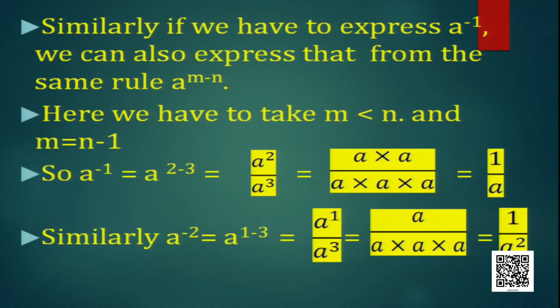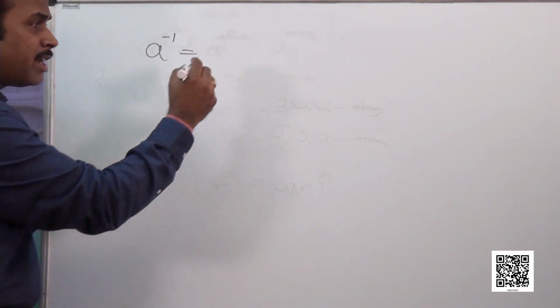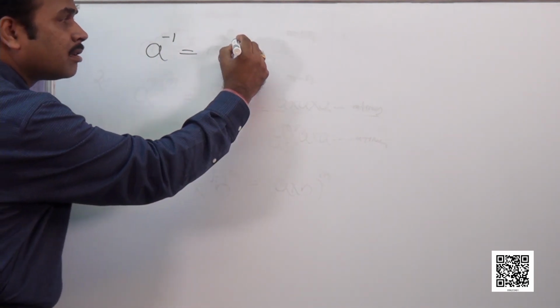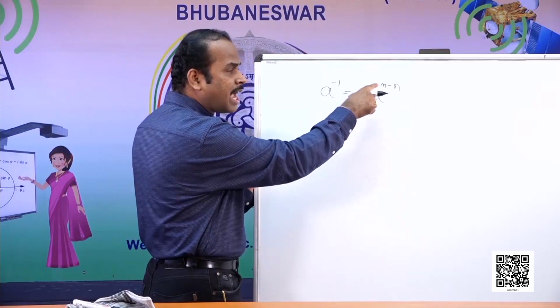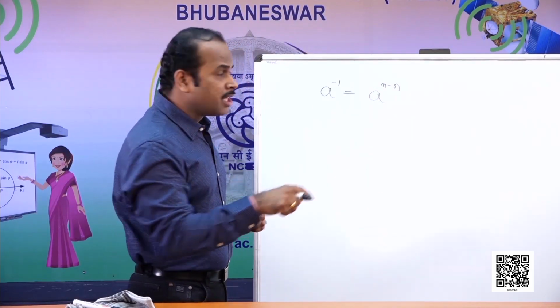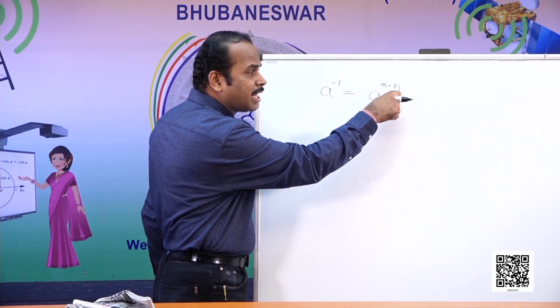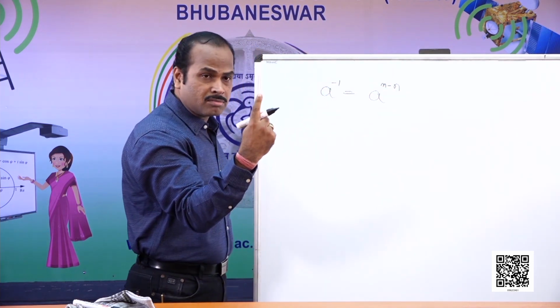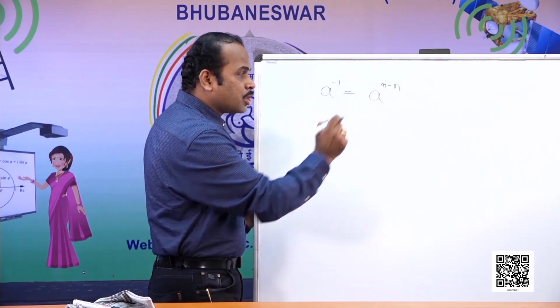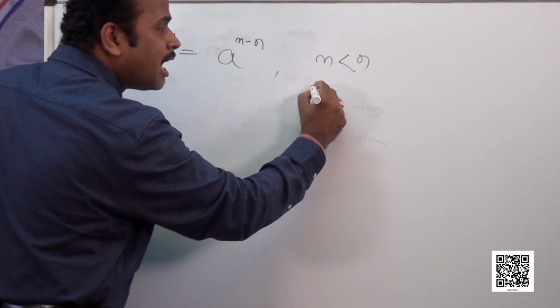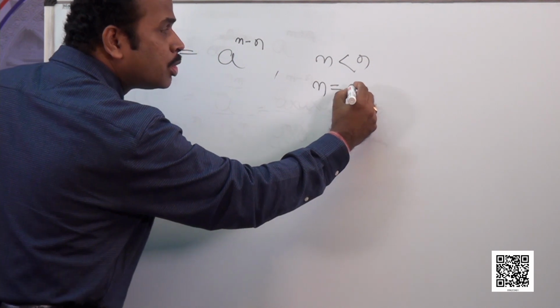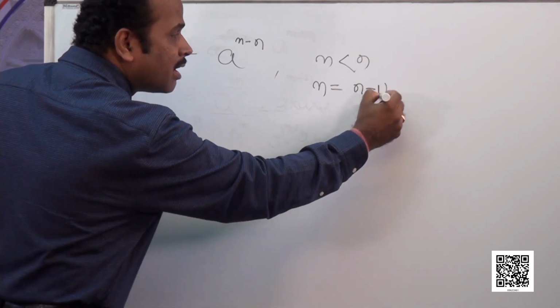If I want to make a to the power minus 1, I will write a to the power minus 1 is equal to, in the same format, a to the power m minus n form. So here I have to choose m such that m will be less than n, and it will be less than n by 1. So I will choose here m must be less than n and m will be equal to n minus 1.